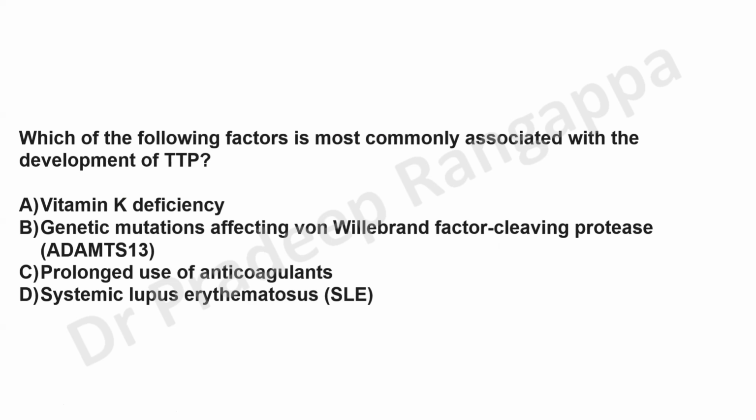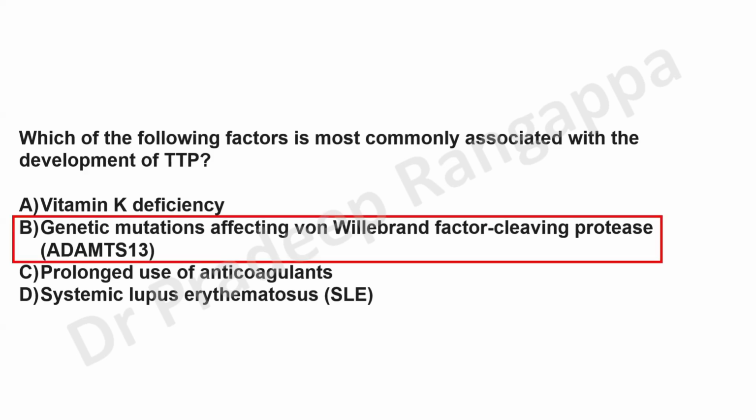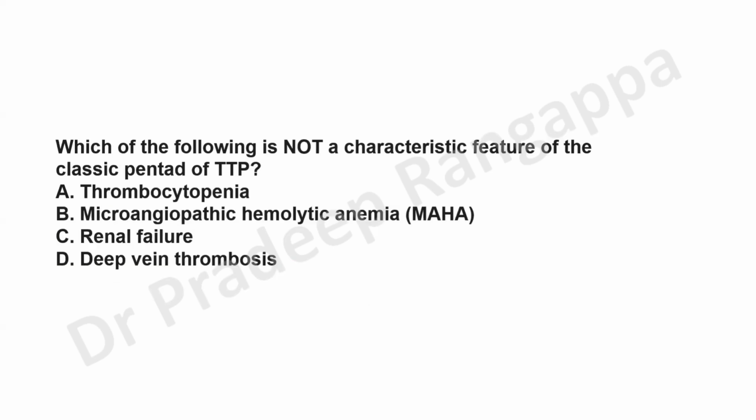B? Which of the following factors is most commonly associated with the development of TTP? Oh, she's got it wrong. Vessel is a trigger. It is B, genetic mutations affecting von Willebrand factor cleaving protease. So possibly she is tired after the long rounds, and I think she's possibly missed out on this. So we'll move to the next question.